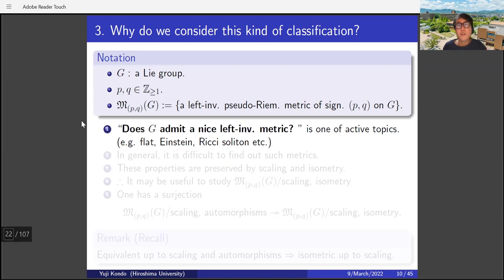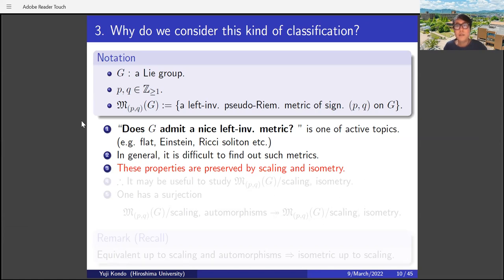In differential geometry, the question of whether G admits a nice left-invariant metric is one of the active topics. A nice metric is, for example, a flat metric, or Einstein or Ricci soliton metrics. However, in general, it is difficult to find such nice metrics. But as important properties, these curvature properties are preserved by scaling and isometry. So for example, if we have two metrics g1 and g2, and assume that g1 is a flat metric and these two metrics are isometric, then g2 is also a flat metric.